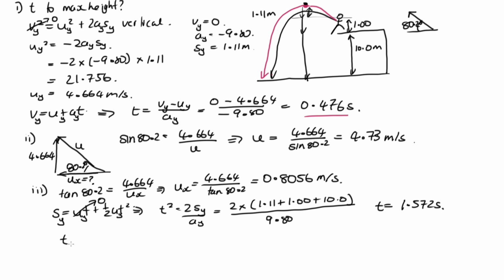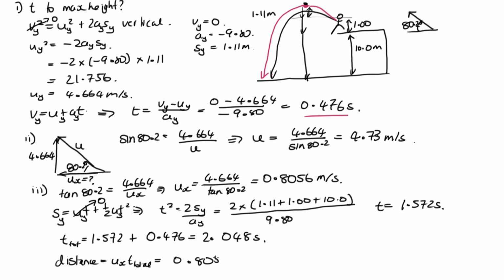So t total is going to be equal to the 1.572 plus the 0.476 seconds that it took to get to that maximum height. So this is equal to 2.048 seconds. And so that tells us that the distance is equal to ux times t total, which we've now calculated both of. So this is 0.8056 times 2.048. Solving this, I end up with 1.65 meters. Okay, so we've now solved this problem.